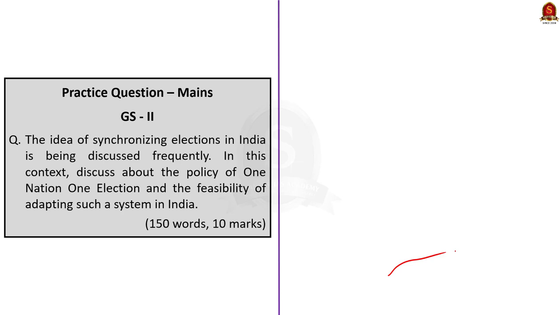In this discussion, we saw what is one nation, one election. We saw the steps taken by the government and various recommendations given by the election commission and the law commission. We also saw the need for one nation, one election, and finally the hurdles in implementing one nation, one election. With this, let us conclude this discussion and take up the next news article.